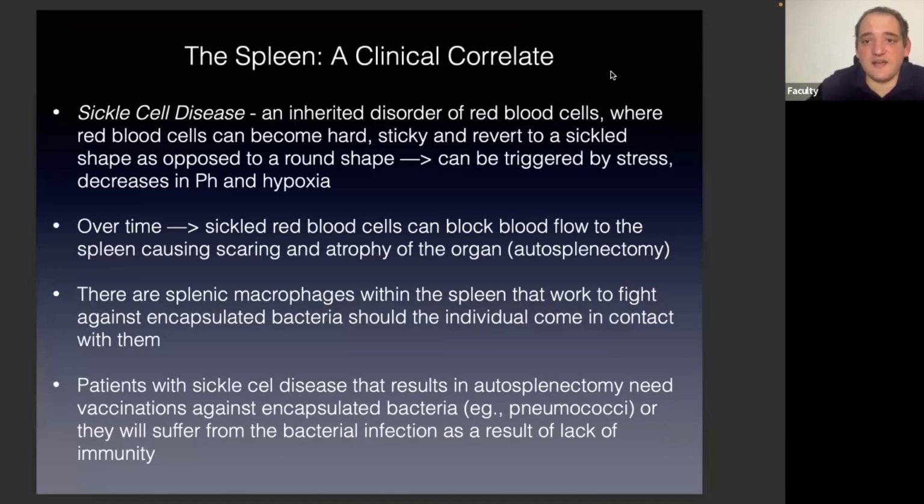I saw your hand, Christina. Did you have a question? Can you hear me? Yeah. Sorry, I don't want to interrupt for too long, but I did want to ask you if something like sickle cell can go undiagnosed, or is that typically pretty obvious with the findings of the symptoms and everything?